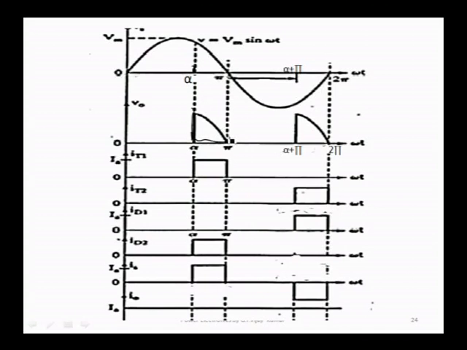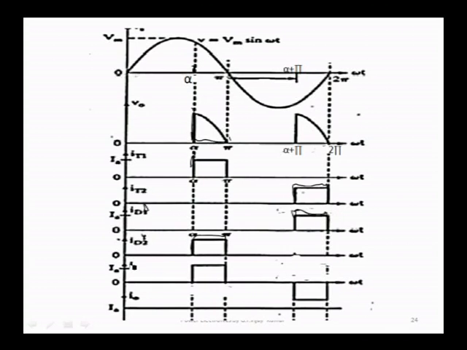Between pi and alpha plus pi, this is freewheeling diode operation, and no voltage appears across the load. This is the thyristor current I_T2, and this will be T1 and D1 working. This is ID1, which works between alpha and pi. This is ID2, which works during the duration alpha plus pi to 2 pi.